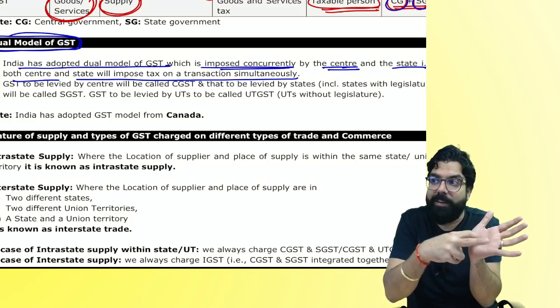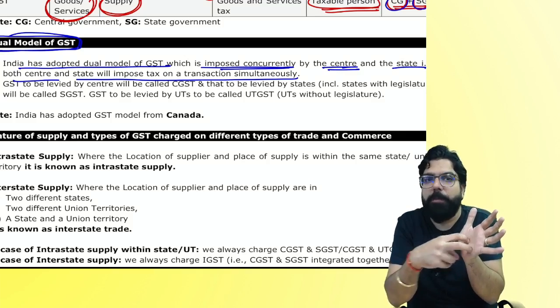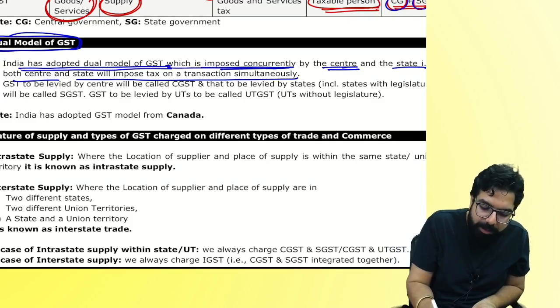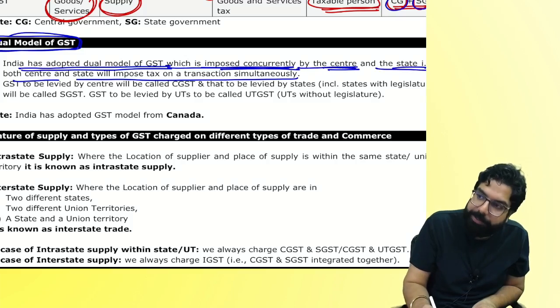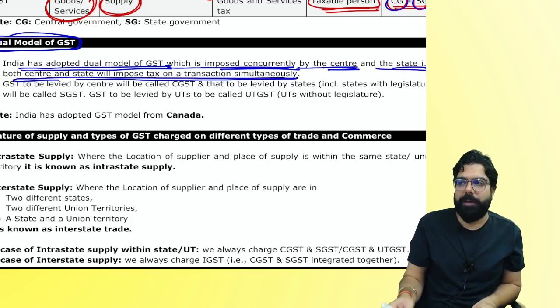In your bill, you will see CGST and SGST. Have you seen or not? Why? Because India has adopted which model, everyone? Dual model. India has adopted the dual model, which is imposed concurrently by the center and the state. That is, both center and state impose GST on a transaction simultaneously.